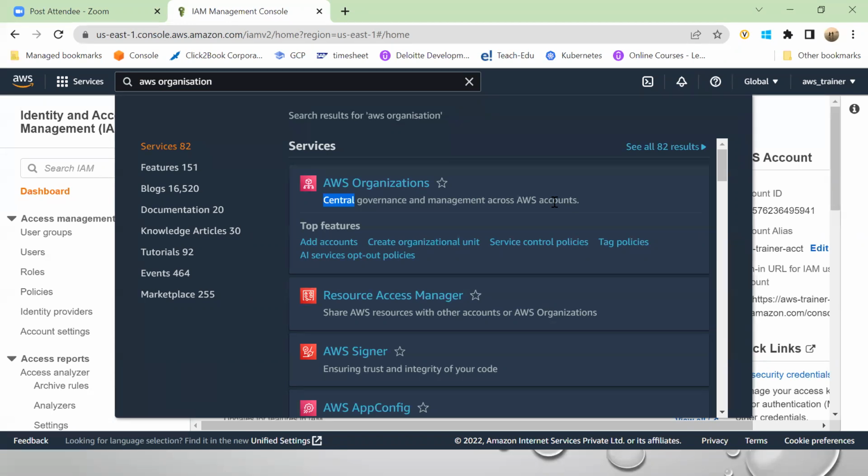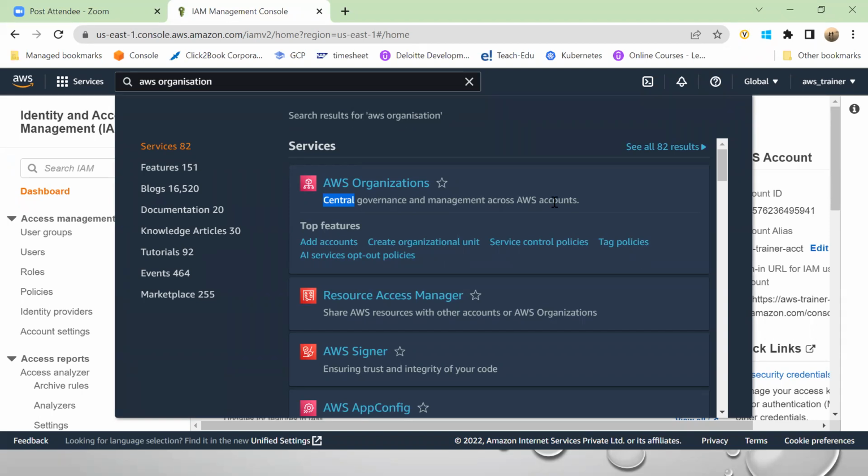Moreover, another scenario. Let me say there is a company X and a company Y. Both company X and Y are using AWS accounts. Now there is a merger happening. Company X and company Y are getting merged. Now because they are getting merged, what will happen?